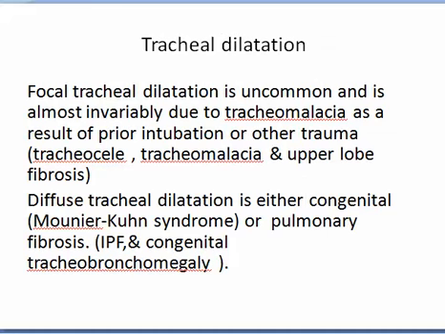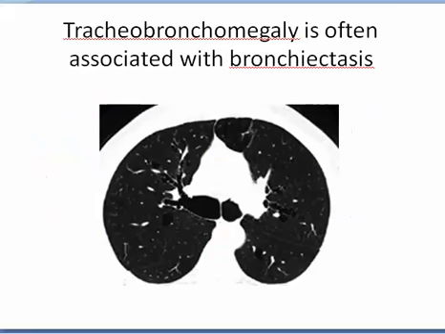Tracheal dilatation. Focal tracheal dilatation is uncommon and is almost invariably due to tracheomalacia as a result of intubation. Diffuse tracheal dilatation is a congenital anomaly of Mounier-Kuhn syndrome or pulmonary fibrosis, interstitial pulmonary fibrosis, and congenital tracheobronchomegaly. This is the appearance of the tracheal dilatation, tracheobronchomegaly, associated usually with bronchiectasis.